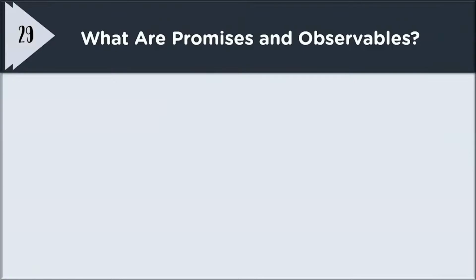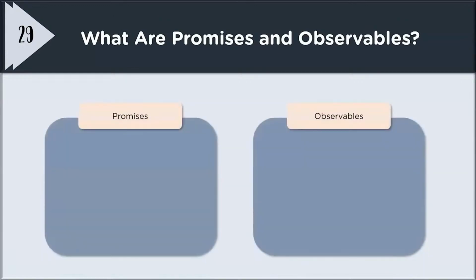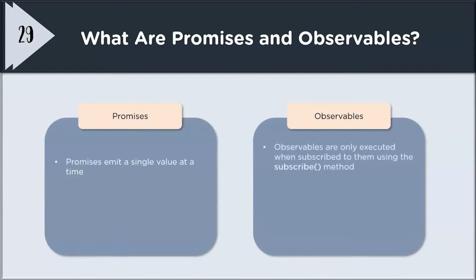Moving on, what are promises and observables? Now, while both deal with asynchronous events in Angular, promises handle one such event at a time, while observables handle a sequence of events over some time. So to give you a brief explanation, promises emit a single value at a time, while observables are only executed when subscribed to using the subscribe method.